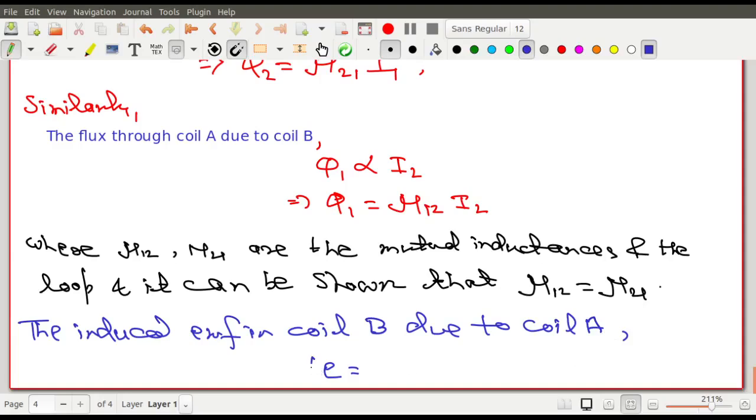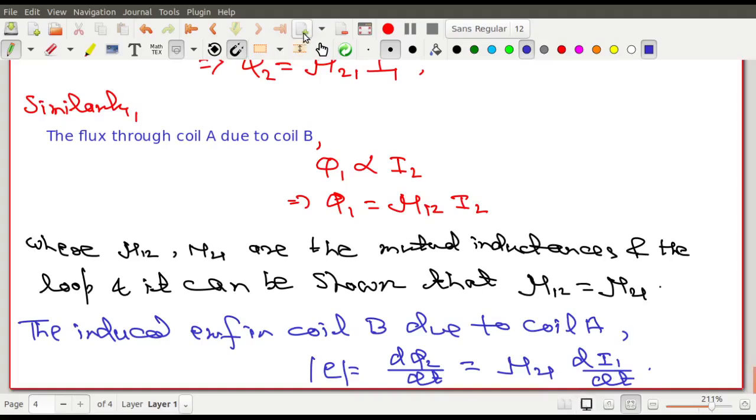If I go for the mod value, the induced EMF in coil B due to coil A, for coil B, that means it should be d phi 2 dt. I am taking the mod value, okay? I am not using the negative sign due to Lenz's law. Now this is simply M21 di1 dt.